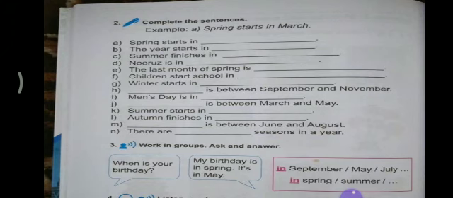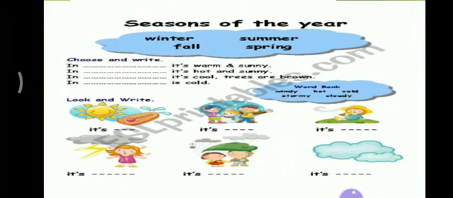Of course. There are blank seasons in a year. How many seasons? There are 4 seasons in a year. And they are winter, spring, summer, autumn. Okay. Okay, work in groups, ask and answer. When is your birthday? My birthday is in spring. It's in May. Seasons of the year: winter, spring, summer, autumn.